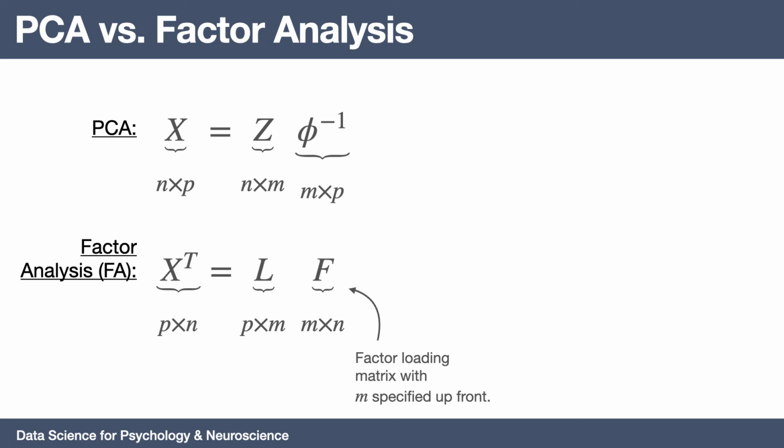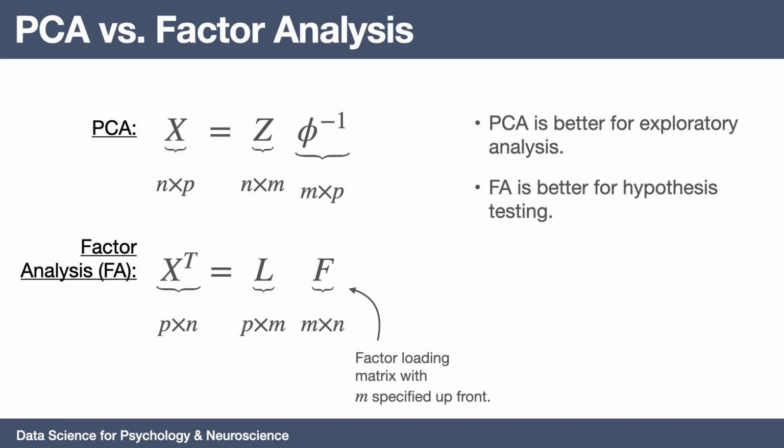Whereas PCA, you get all components of your model, and you look at the percent variance explained and reduce the dimensionality that way. So in this way, PCA is better for exploratory analysis when you don't have a good a priori understanding of what the low dimensional projection of your data will be. Factor analysis is much better for hypothesis testing because you start with an assumed low dimensional projection of your data.